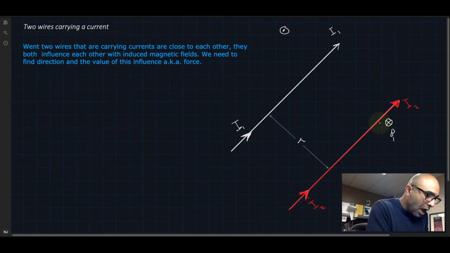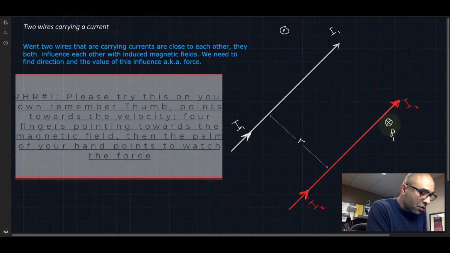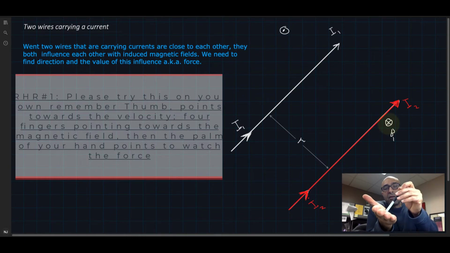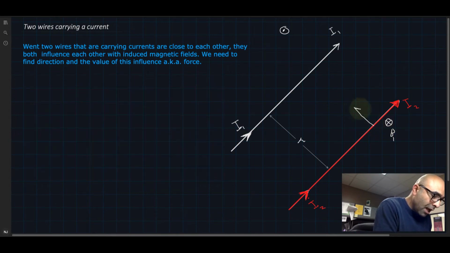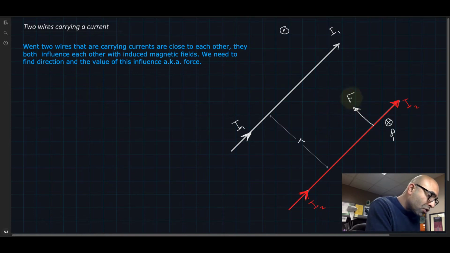Now, how would a current like I2, within the vicinity of I1 and the magnetic field B1 created by I1, feel the force of that magnetic field? This current is a traveling charge within the vicinity of a magnetic field. Let's use right-hand rule number one to find the force. We put our four fingers in the direction of the magnetic field, which is into the page, and the current is this, so the magnetic field force would be up, like that. I'm going to call this force F of 1 on 2, because it's created by the magnetic field of 1 on 2.